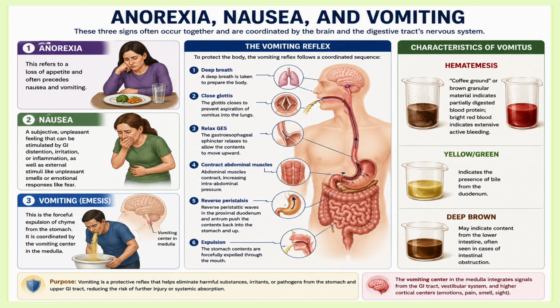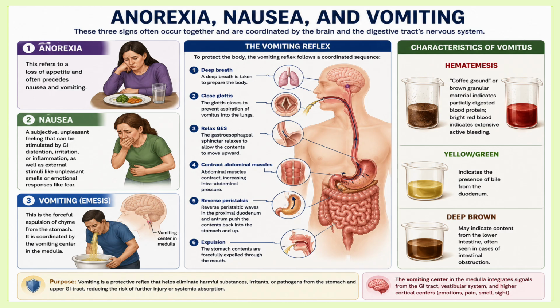So understanding these manifestations is extremely important because they can indicate problems with the GI tract or systemic conditions somewhere else in the body, for example, infection or kidney failure. So let's first define anorexia. This simply is the loss of appetite. It often serves as a warning sign preceding more intense symptoms like nausea and vomiting.